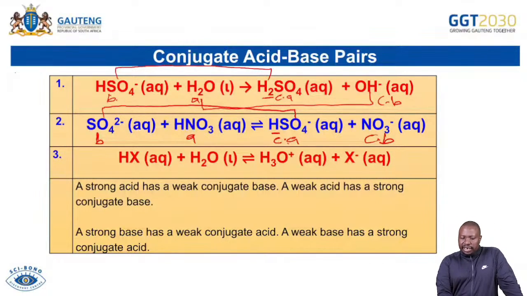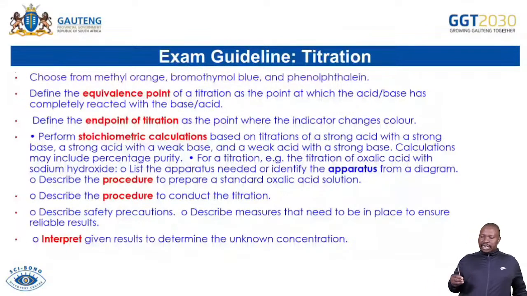And we're saying a strong acid has a weak conjugate base and a weak acid has a strong conjugate base. Vice versa, a strong base will have a weak conjugate acid and a weak base will have a strong conjugate acid. So you are able to have that and do that.